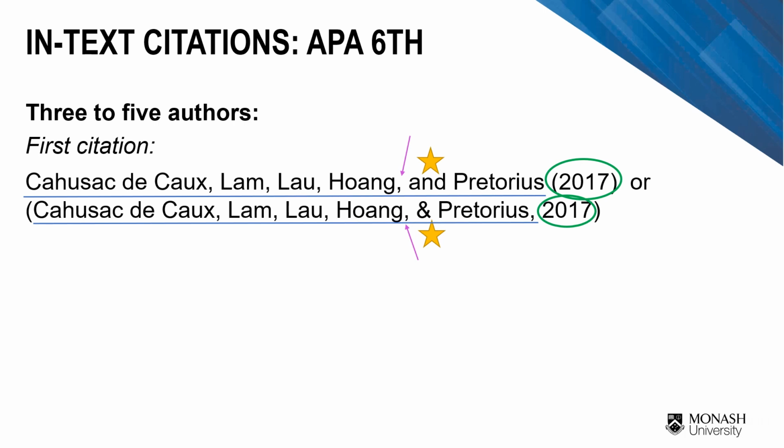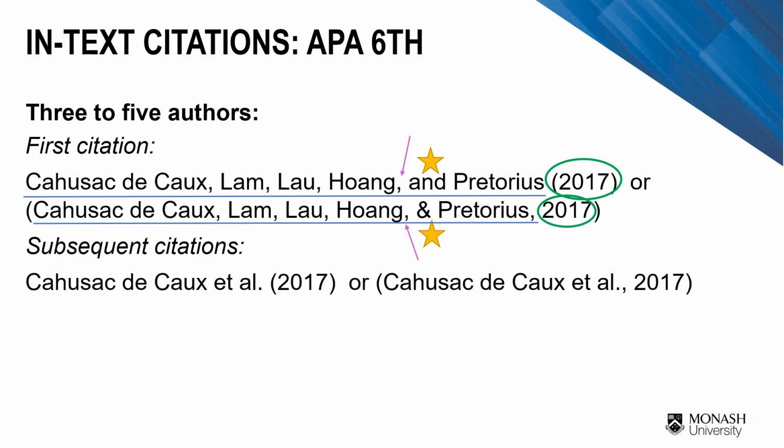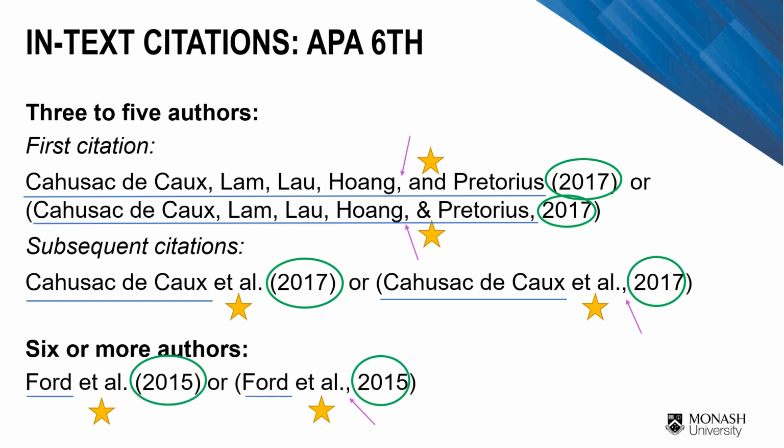For all subsequent citations, you list the first author's surname followed by the Latin abbreviation et al. Please note that the full stop for the abbreviation goes after the al, not the et. After et al., you should place a comma and the year of publication. In APA 6th style, all sources that have 6 or more authors are listed as the first author's surname followed by et al. from the first time you use it.